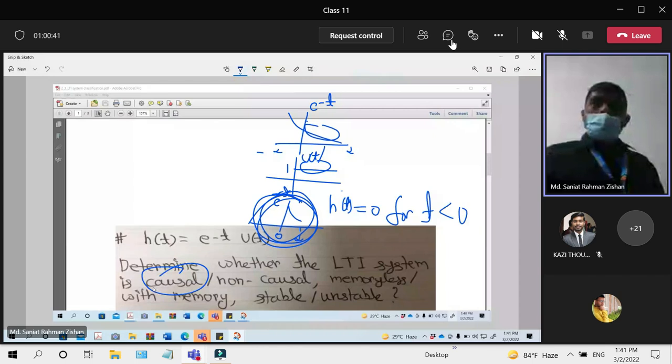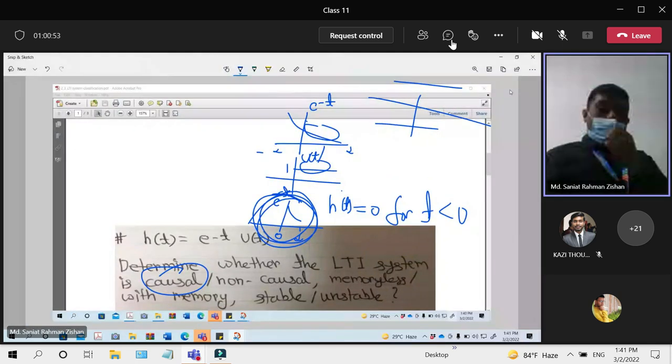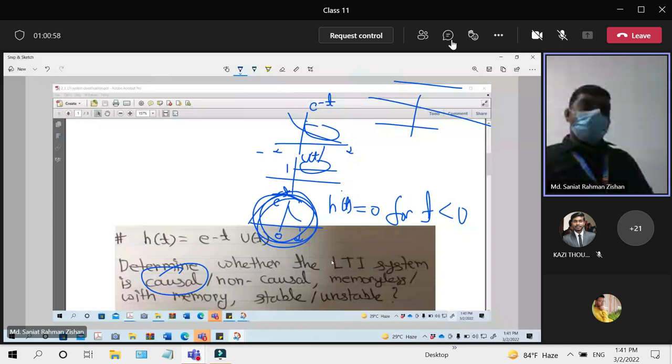If h(t) equals 5, then the answer is not causal. h(t) equals 5, what does 5 mean? A constant signal 5. This is the signal 5, so then it will become non-causal, since it has value on both sides.